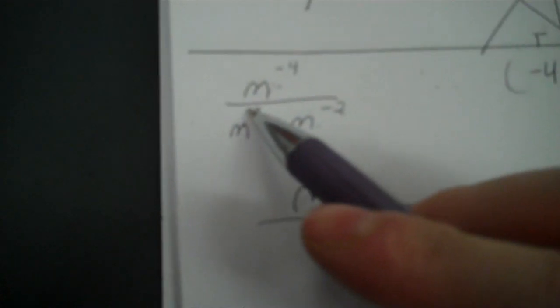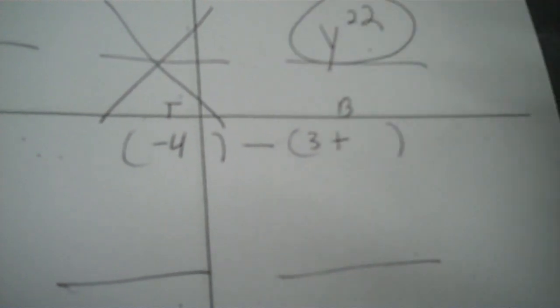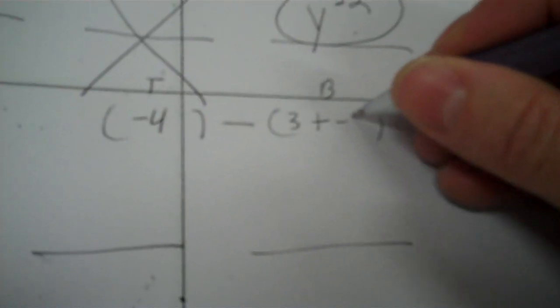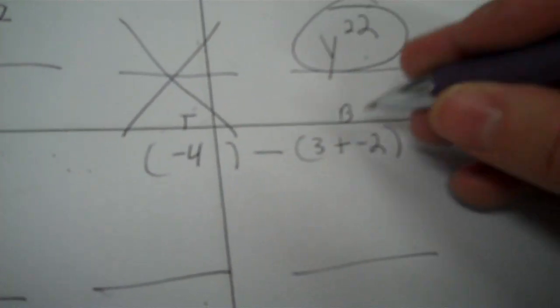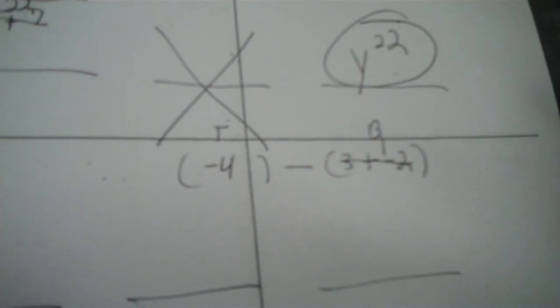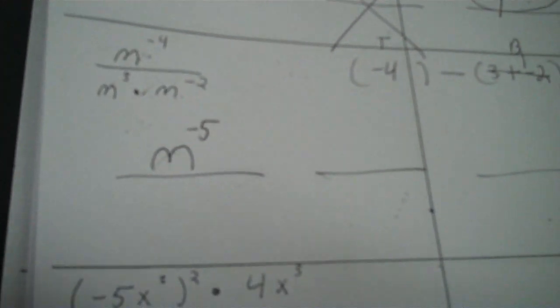Okay, now what do you have for m's on top? -4. It's not in a parentheses, so it's a -4. And then there's 2 m's on bottom. So on bottom, I go 3 first. Then in that bottom parentheses, I plus -2. Now, you're always going to plus within the parentheses. 3 plus -2 is 1. Then I take -4 minus 1, and I got -5. So that's how you're going to handle that.